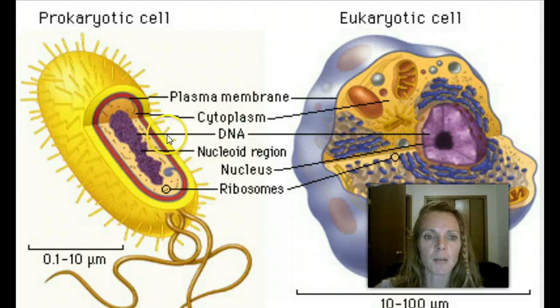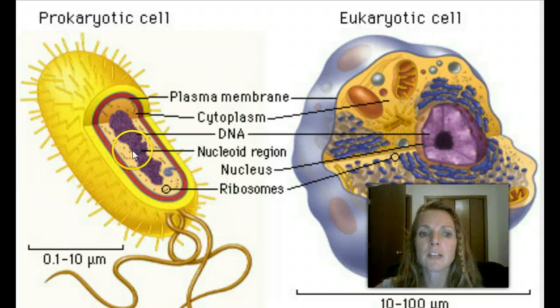But the DNA is a lot different here. The DNA is very organized within the eukaryotic cell, whereas you have not-so-organized DNA in the prokaryotic cell. You more have a nucleoid region as opposed to a nucleus in the eukaryotic cell. That's a big difference between prokaryotes and eukaryotes.